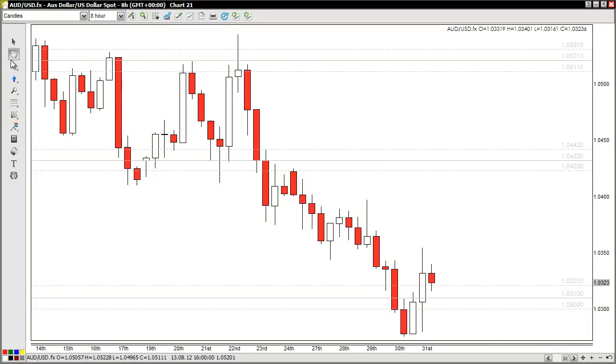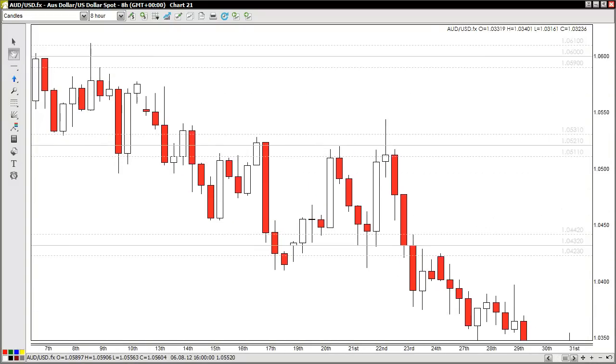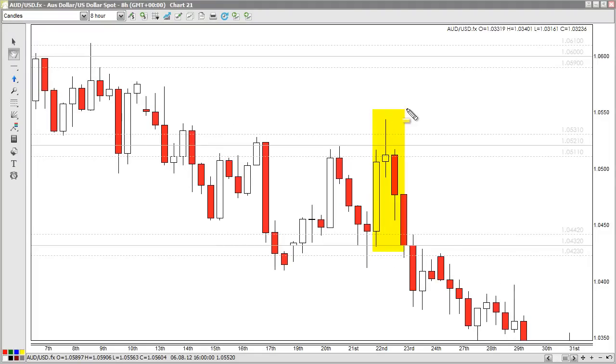This is an AUD USD 8-hour trade. It was quite a good trade, actually. It was quite a big trade. And here it is. So this trade worked pretty much like I was explaining when I was showing you the slides.